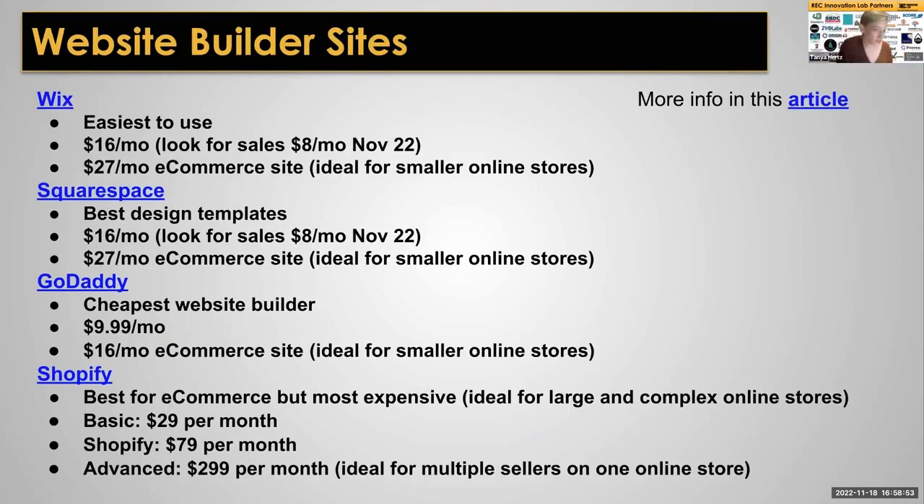Wix is the easiest to use. It's about $16 a month, but right now there's a sale, and often there's sales. It's $8 a month during the month of November, 2022. So always look for sales. It's $27 a month if you have an e-commerce option.